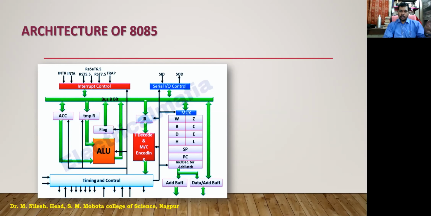So the accumulator can also be used as a general purpose register. But as I told you, for arithmetic operations, one of the data should be in the accumulator, and the second data might be somewhere else.